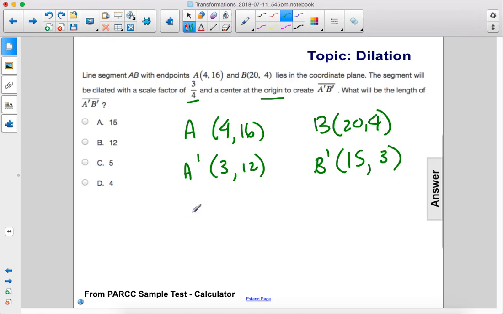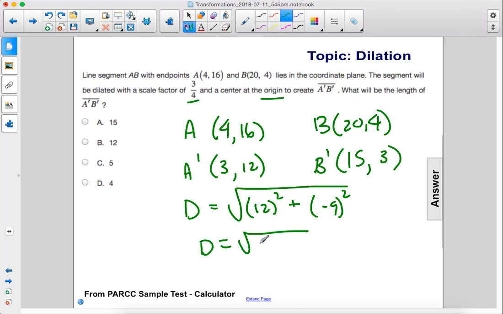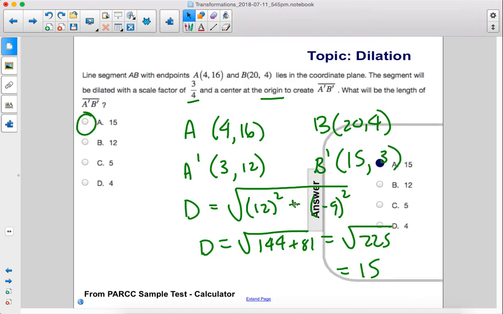All right, now we can use the distance formula. So we have 15 minus 3 is 12, squared, plus 3 minus 12 is negative 9, squared. So the distance equals the square root of 144 plus 81, which is the square root of 225, which is 15. The answer is A.